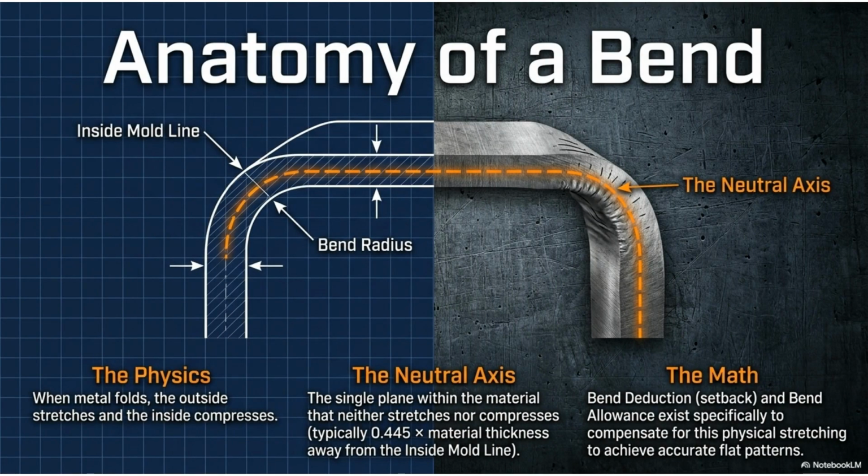Understanding the anatomy of a bend is key in sheet metal. When metal folds, the outside stretches and the inside compresses. The neutral axis is the single plane that neither stretches nor compresses. Bend deduction compensates for this physical stretching.